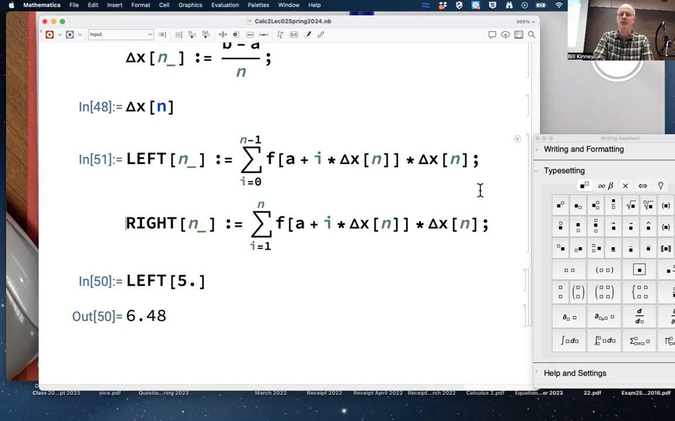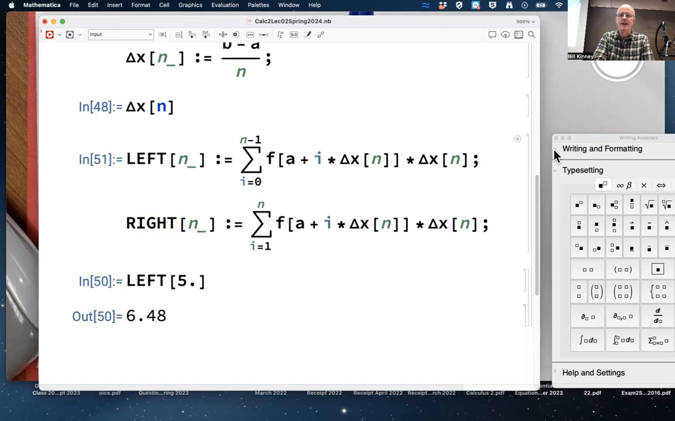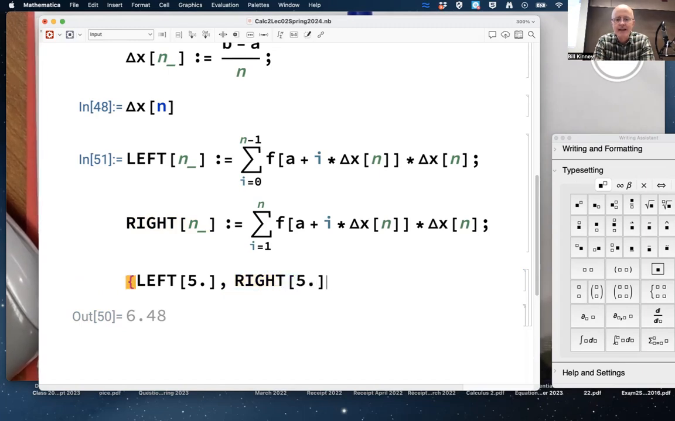These individual cells are where you type your code. They're separated. This is one cell here. This is another cell here. I can compute the left and right at the same time in the same cell by putting them inside curly braces like this. Again, the decimal point just gives numerical approximations. There we go, 11.88. Then I can average them.